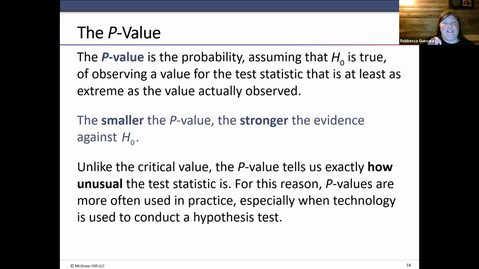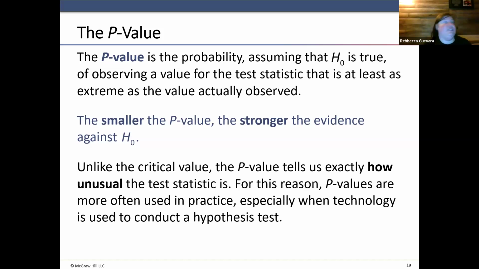So our p-value is the probability of observing a value for our test statistic, in comparison to what the null hypothesis says. And we're trying to see how extreme it is. Is it in that 5% region, our alpha level? Is it more probable? Is it a 20% chance that I would get that kind of sample? So the smaller the p-value, the stronger the evidence is against your null hypothesis. Unlike the critical value, the p-value tells us exactly how unusual the test statistic is.